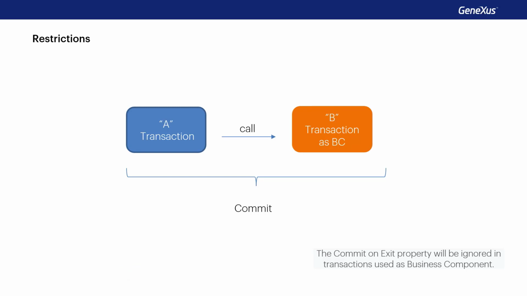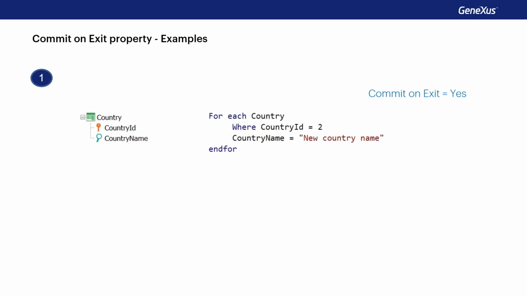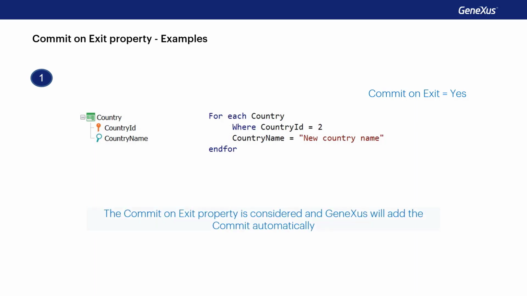We'll then look at 4 very specific examples and analyze the behavior. Let's look at the first example. Suppose there's a country transaction and the source of the procedure shown. The procedure has the commit on exit property set to yes. Since the for each performs an update on the database, GeneXus will add the commit automatically, and the country with value country ID equals 2 will be updated with its new name.